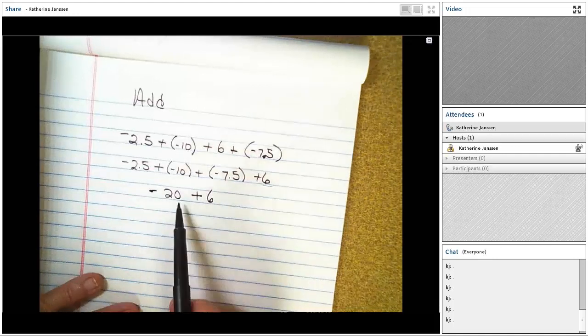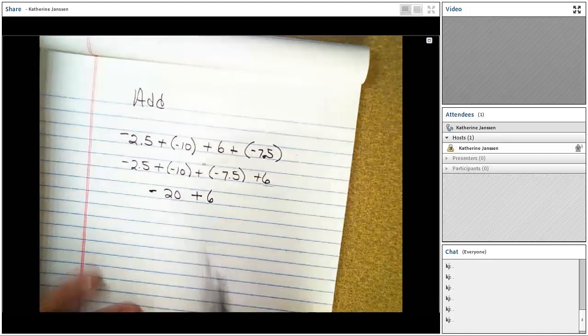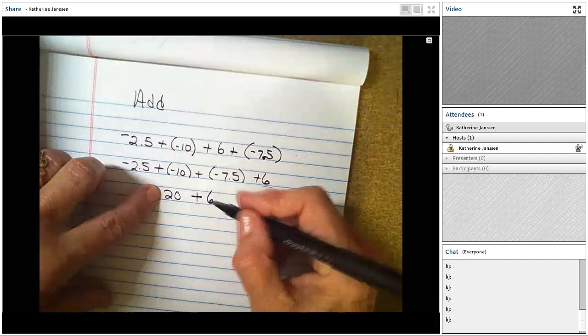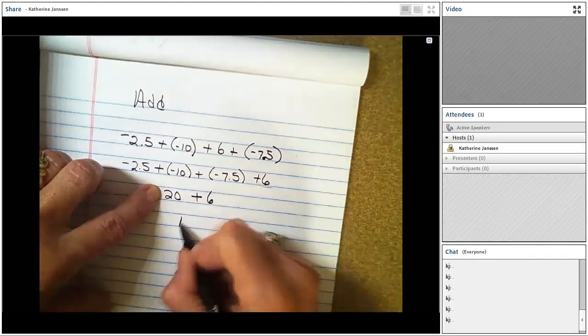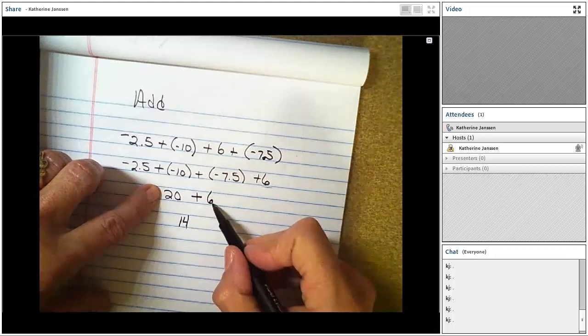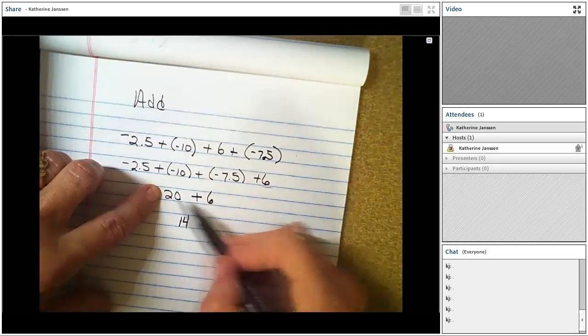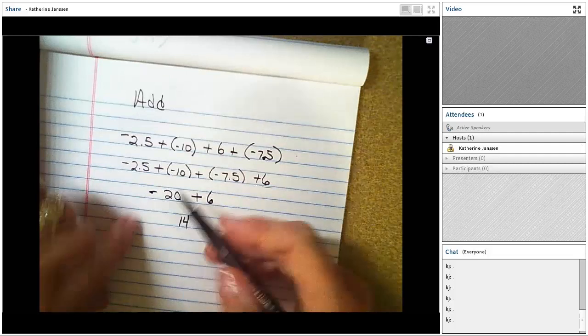Now I'm adding signed numbers. So I take the absolute value of each, that'll be their positive value, subtract the smaller from the larger, and I'll get 14. And I keep the sign of the larger absolute value, and 20 is larger than 6, so it'll be a negative 14.